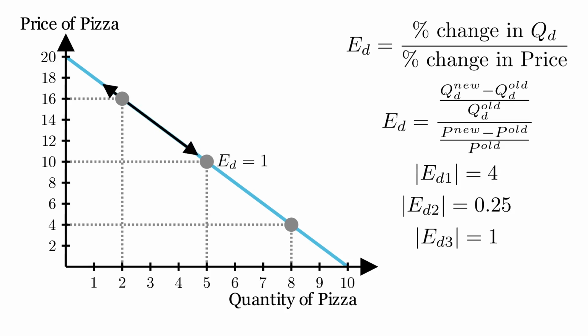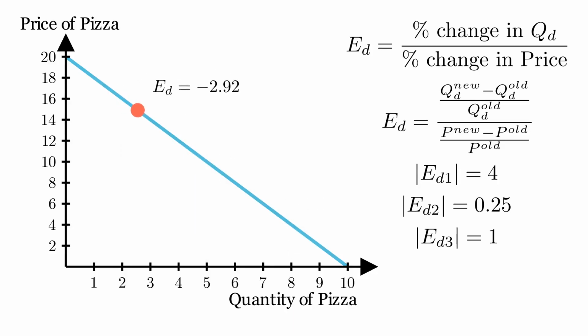Above the midpoint, elasticity is greater than 1, while below the midpoint, elasticity is less than 1. As we move downward along the demand curve, elasticity decreases continuously, meaning that quantity demanded becomes less responsive to change in price. Conversely, as we move upward along the same demand curve, elasticity increases, meaning that quantity demanded becomes more responsive to price change. This variation occurs continuously along the entire demand curve.